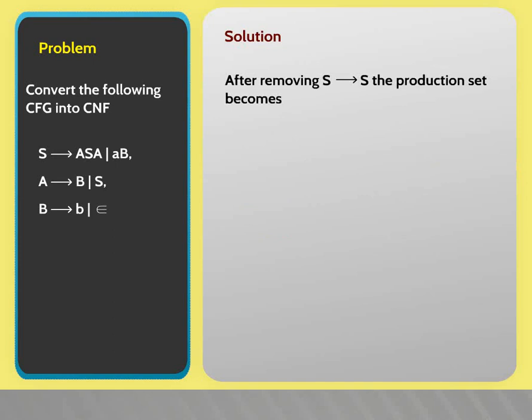After removing S provides S, the production set becomes S0 provides S. S provides ASA or aB or a or AS or SA. A provides B or S. B provides b.